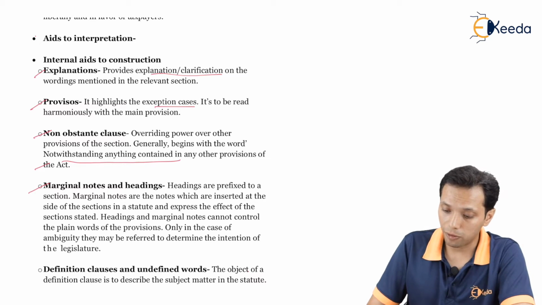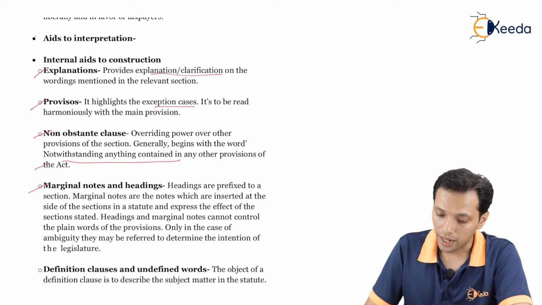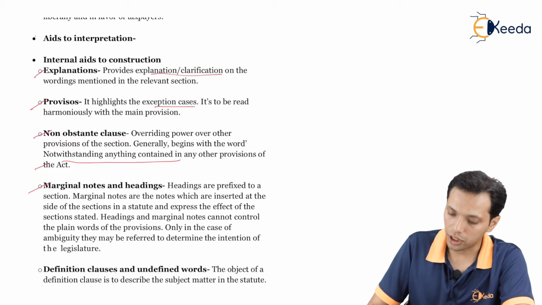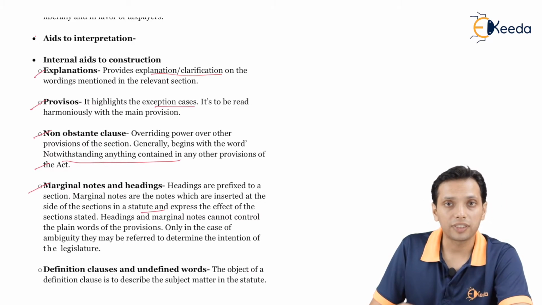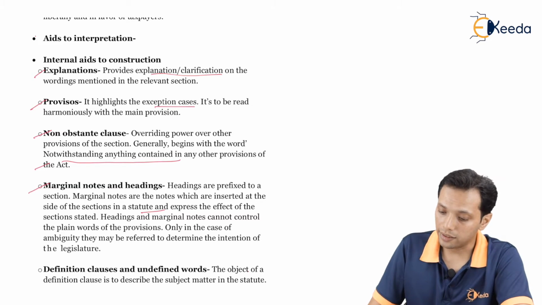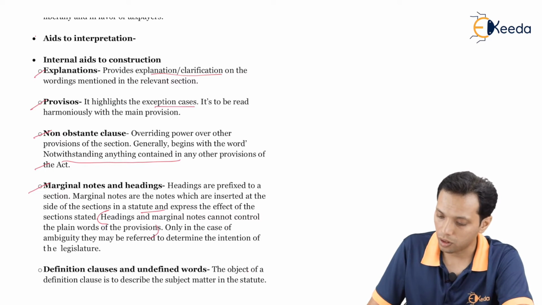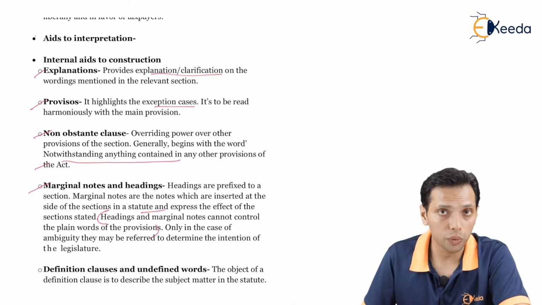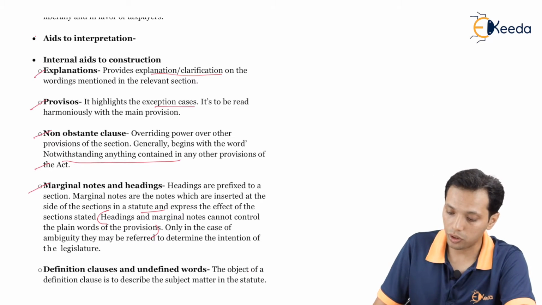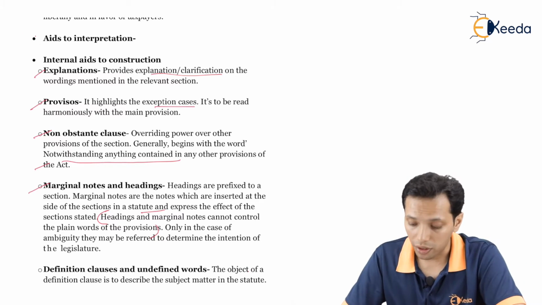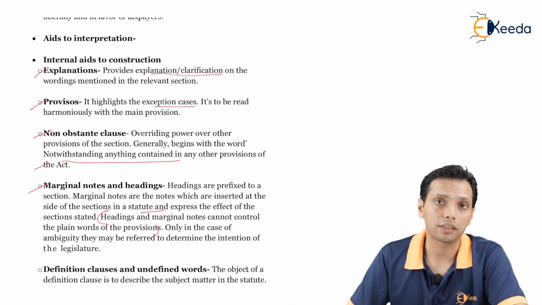Headings are prefixed to a section. Marginal notes are the notes inserted at the side of the sections in the statute and express the effect of the sections stated. Headings and marginal notes cannot control the plain words of the provisions. Only in the case of ambiguity may they be referred to, to determine the intention of the legislature.